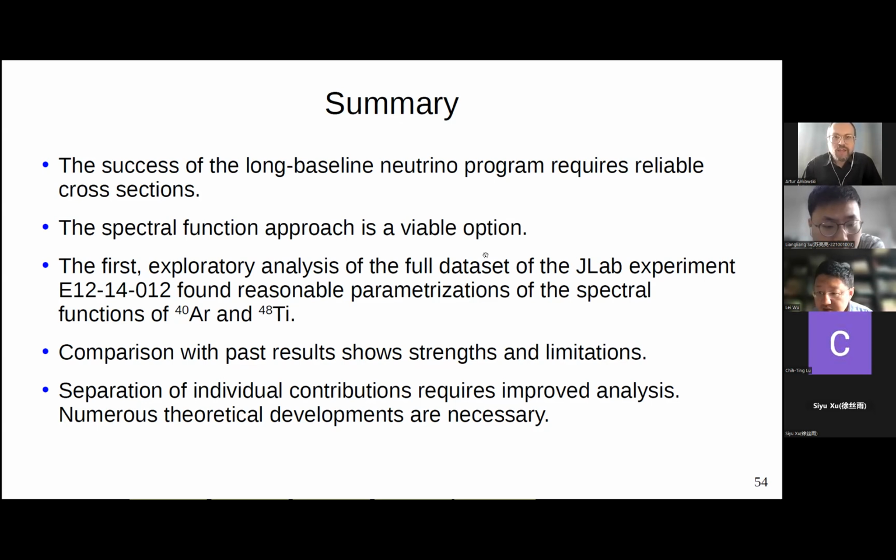Is there any indication in your calculations that there is a better choice of target materials? Oh, I cannot answer that question.